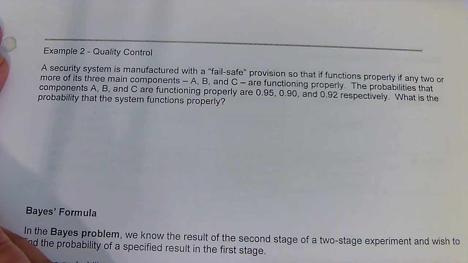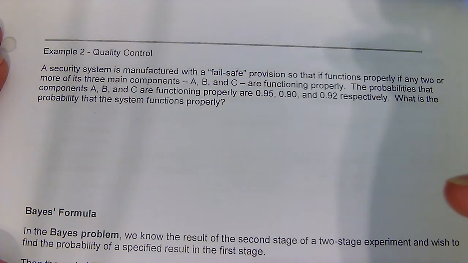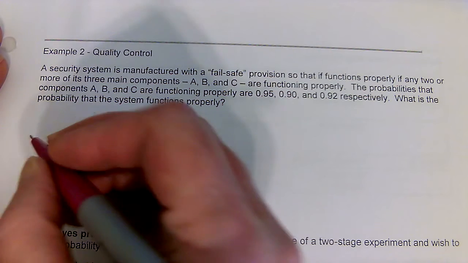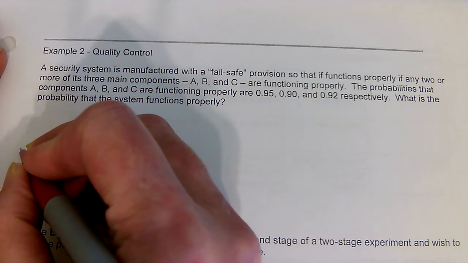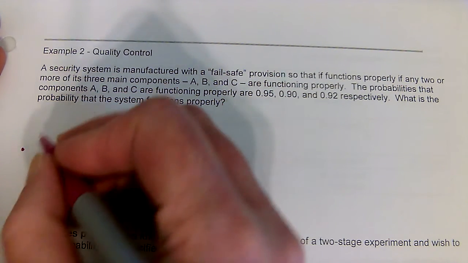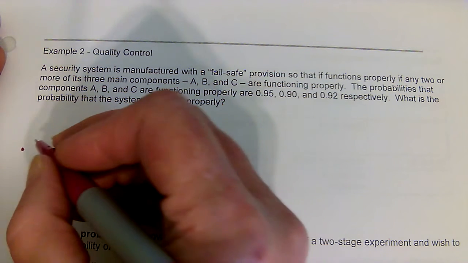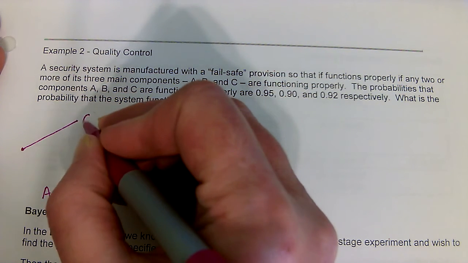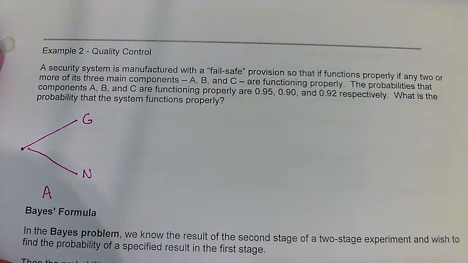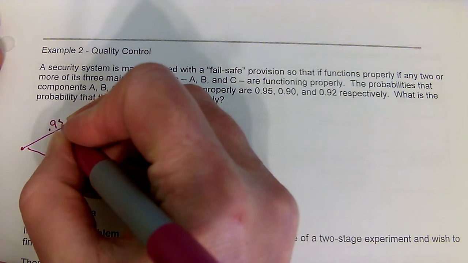So, we've got to go through system A, then system B, then system C. I'm going to have a lot of drawing to do, so I'm going to have to start off pretty wide. Okay, so for system A, we're going to start with system A. It's either good or not, right? Good or it's not. And good for system A is 0.95.